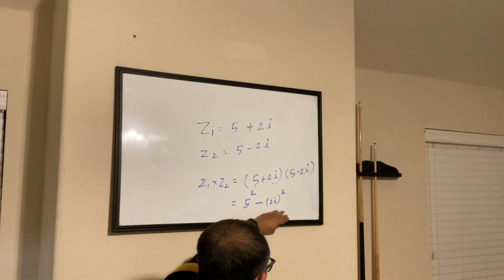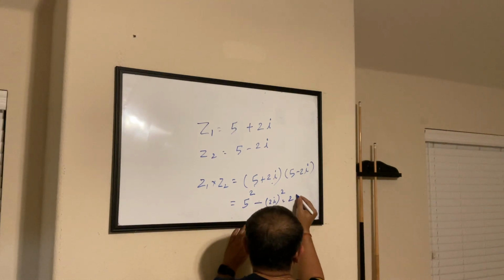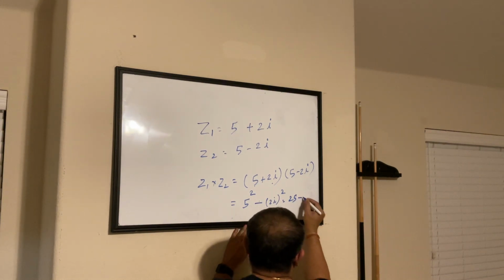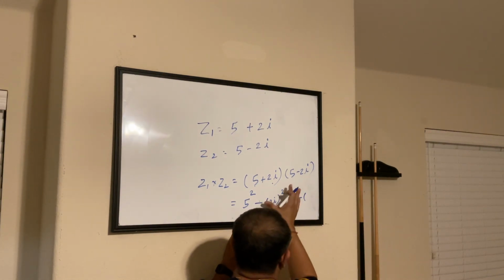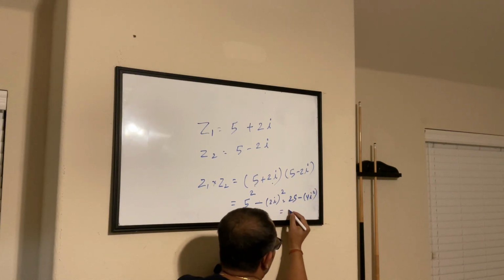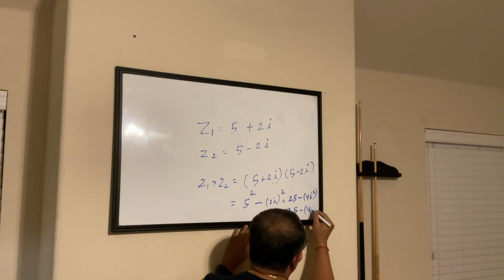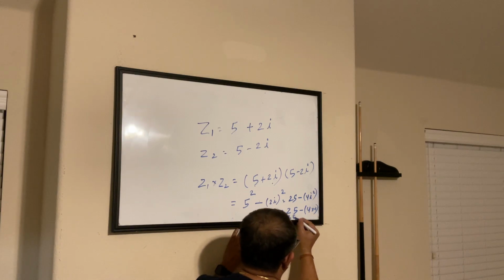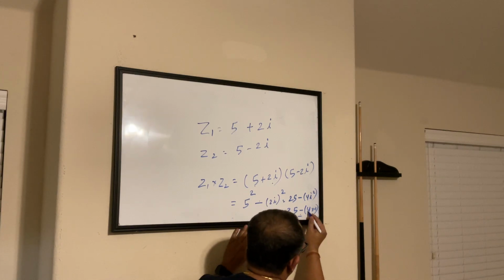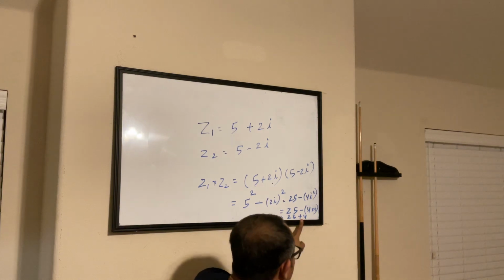Now, what happened here? If you look at it more carefully, 5 square became 25, minus remained minus, it became 2i whole square, that is 4 times i square. Now, pay a little more attention here. 25 minus 4 into i square is nothing but 25 minus 4 into minus 1. So 25 plus 4. This whole thing converted to a positive number.